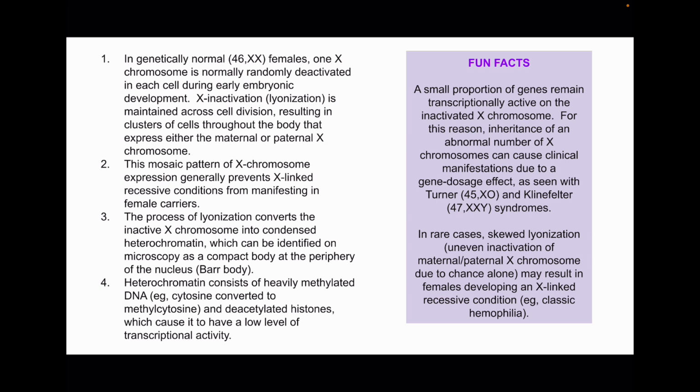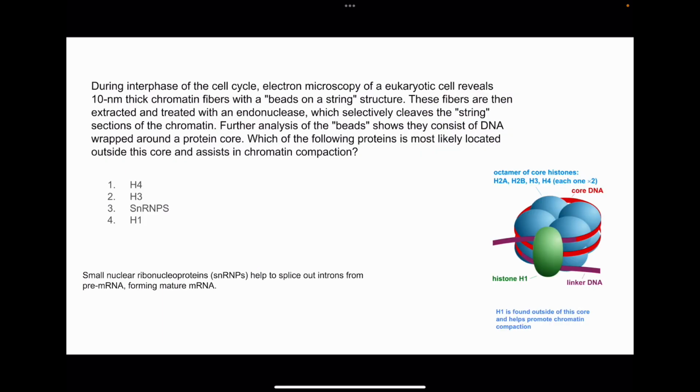The process of lionization converts the inactive X chromosome into a condensed heterochromatin, which can be identified on microscopy as a compact body at the periphery of the nucleus, also called a Barr body. Heterochromatin consists of heavily methylated DNA, for example cytosine converted to methylcytosine, and deacetylated histones, which causes it to have a low level of transcriptional activity. There you go, that was your answer, why the answer was a low level of transcriptional activity. Moving on to question number 2.